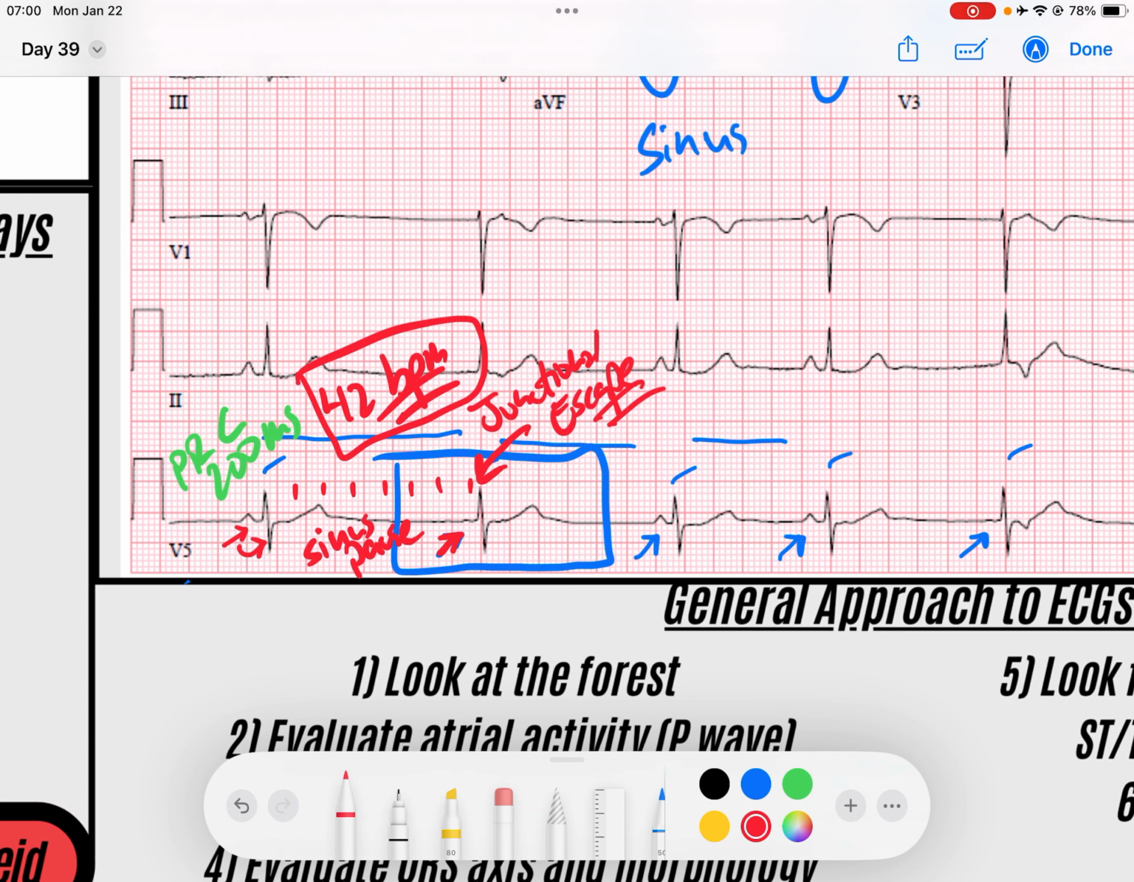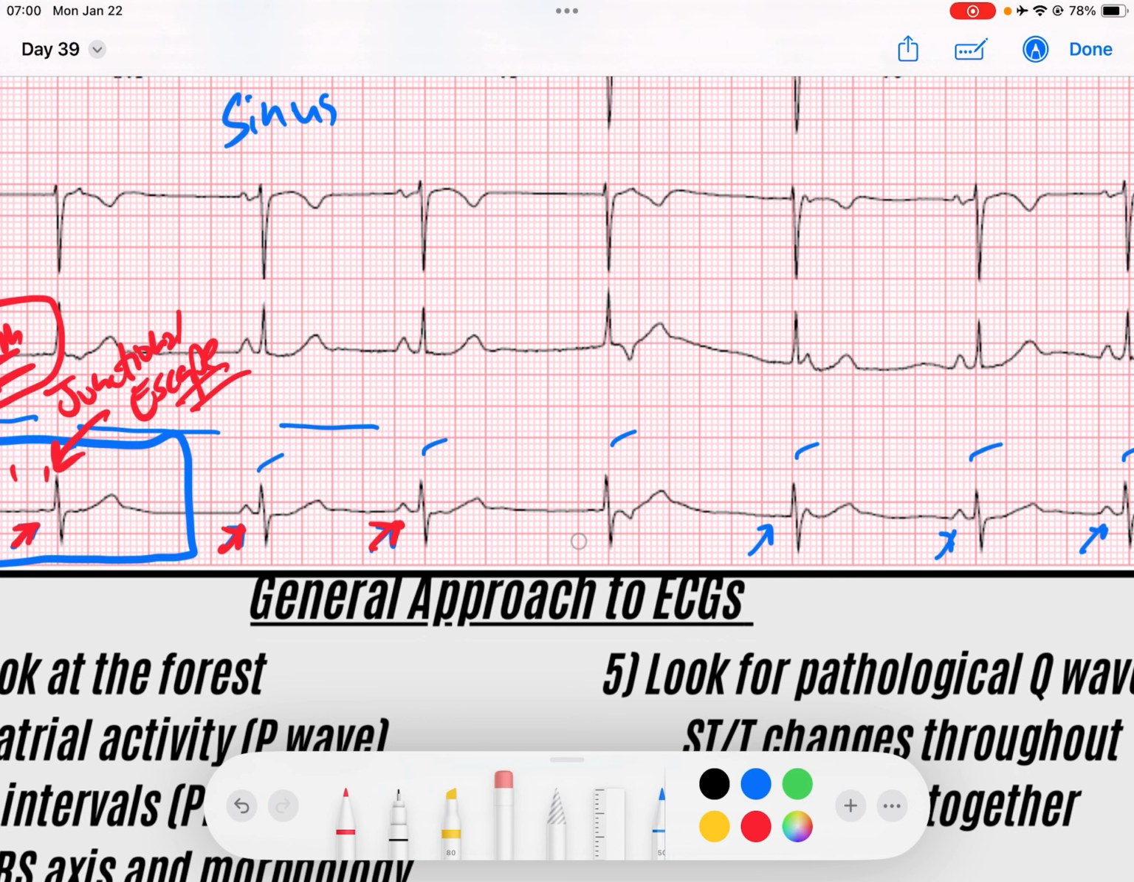So that's that beat. Then we resume our normal P to QRS, P to QRS, and then we get to our next beat here, and we need to evaluate this one. It looks very similar, but there is just one difference. So we're going to evaluate this beat.